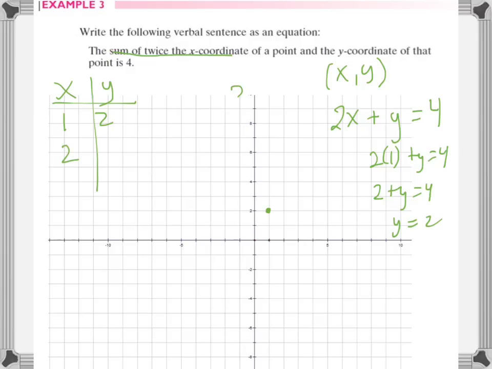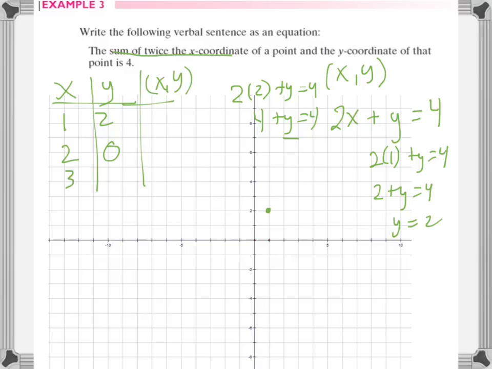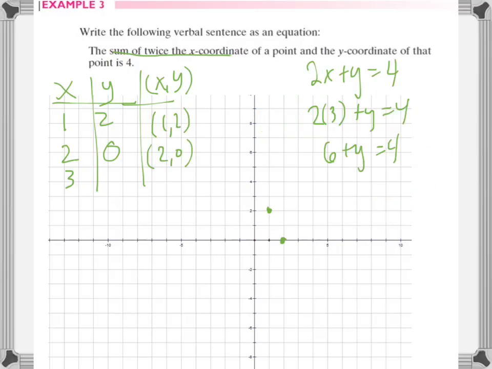Let's pick another one, 2. So we have 2 times 2 plus y equals 4. So 4 plus y equals 4. The only thing that's going to do that is if y were 0. So let's graph 2, 0. So here's my xy pairs, 1, 2 and 2, 0. Okay, let's try 3. If I put 3 into that equation, I'd have 6 plus y equals 4. The only y that's going to make that work is a negative y, so it'd have to be negative 2. So 3, negative 2 is also one of them.